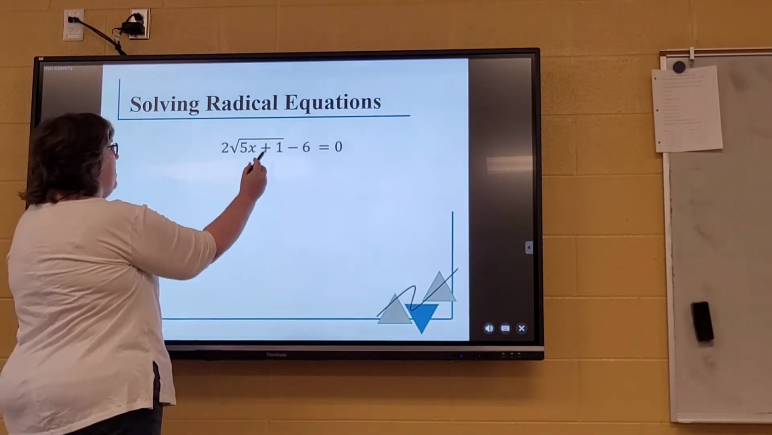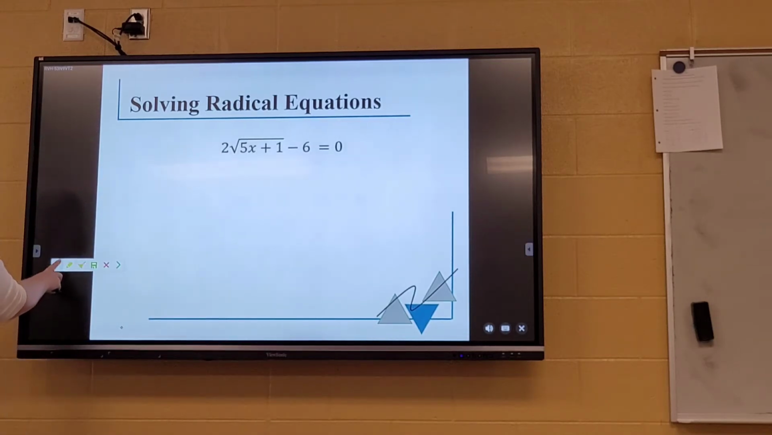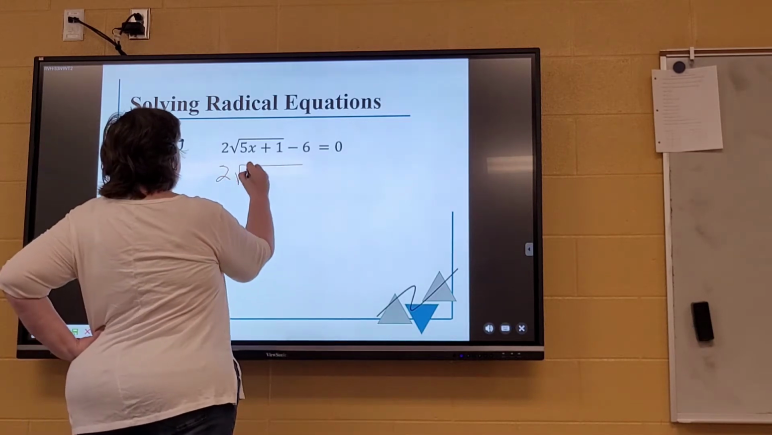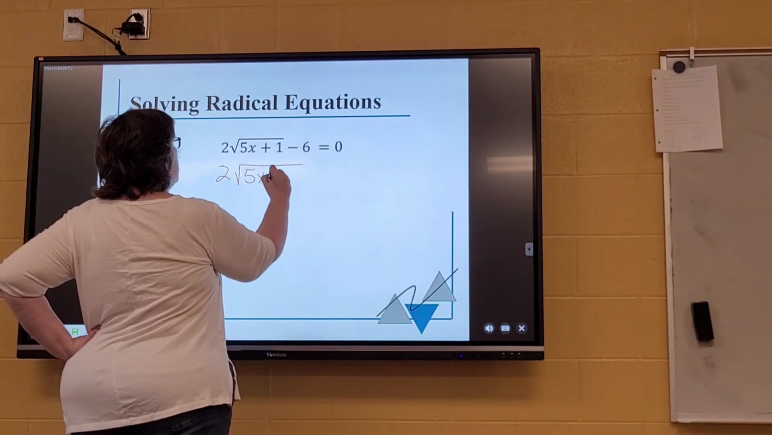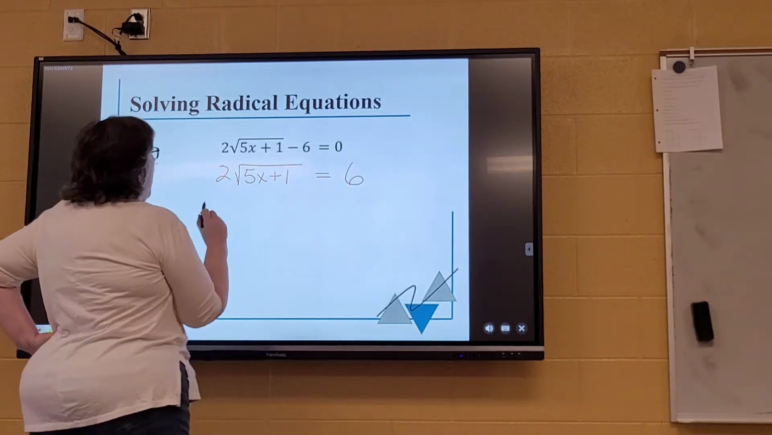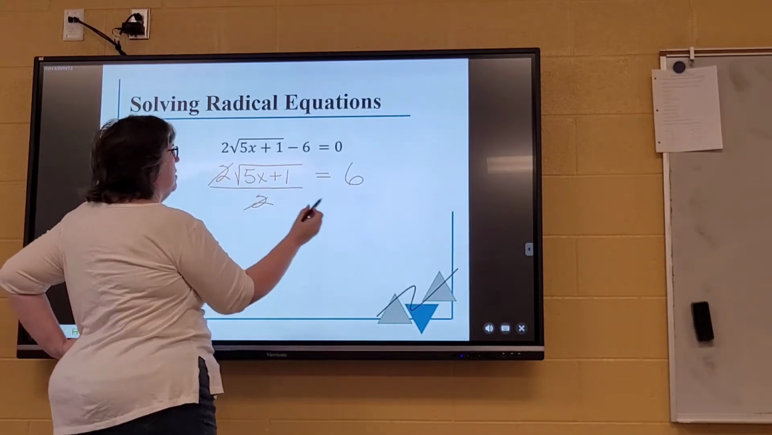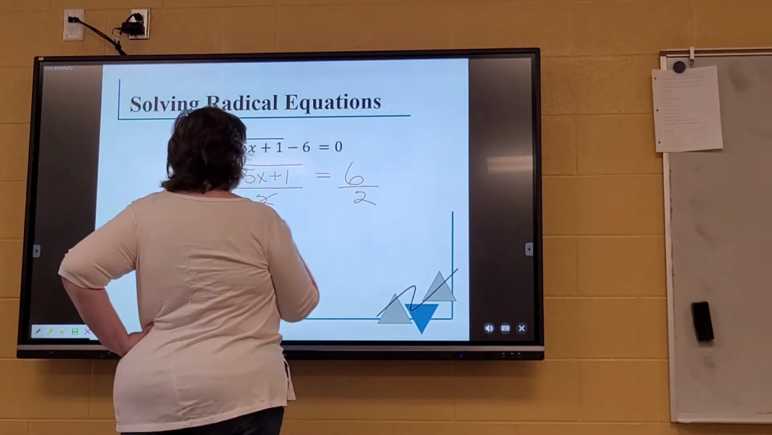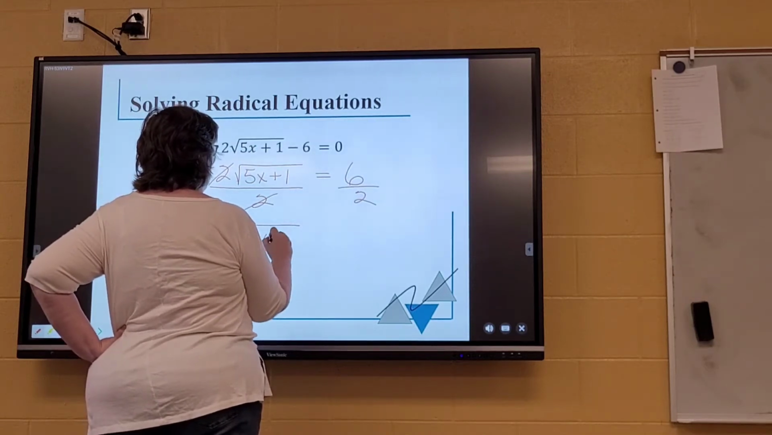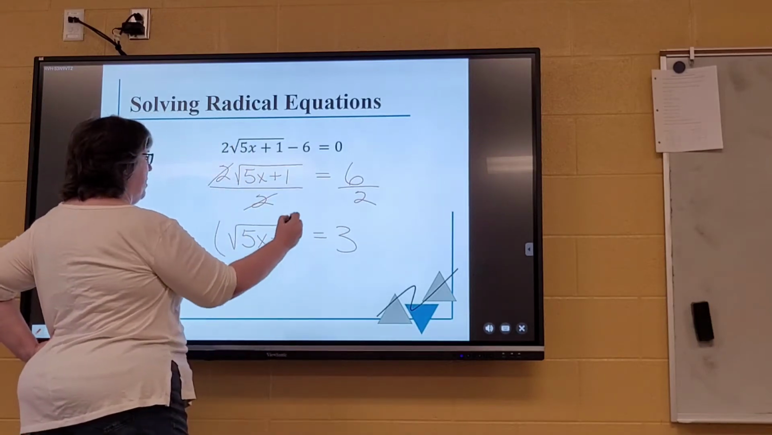So, the first step here is to add 6 to both sides. And then I'm going to divide both sides by 2. So now I have the radical alone on the left. And I can square both sides.